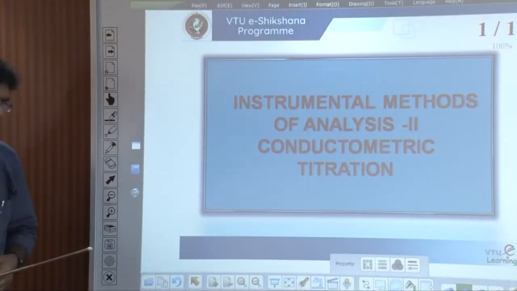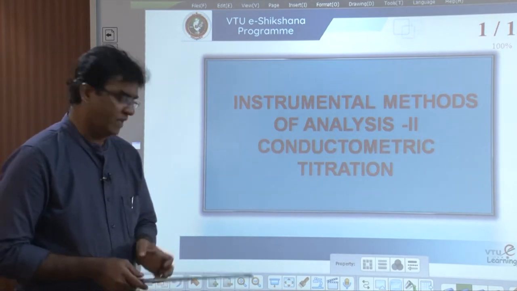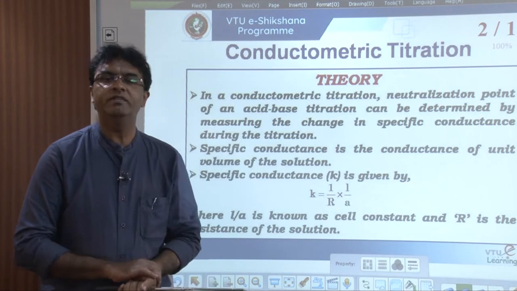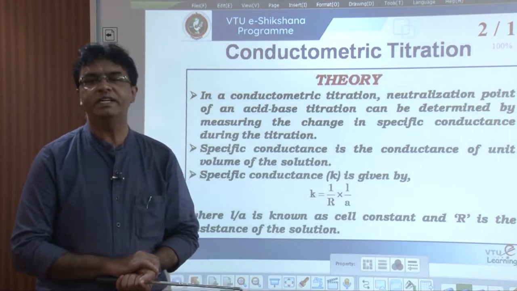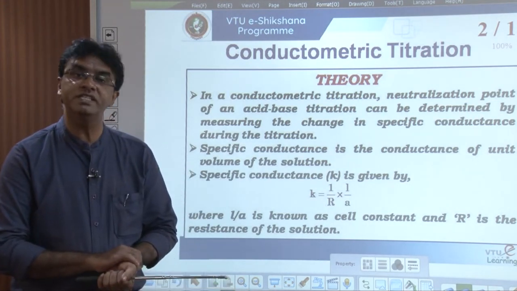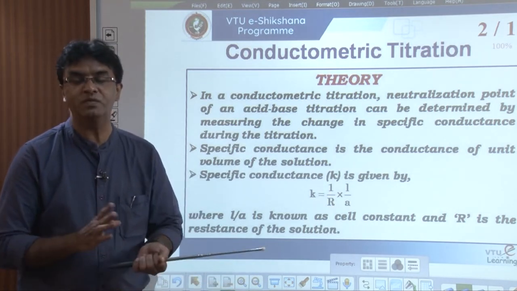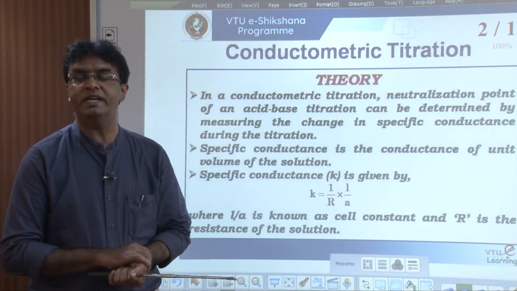What do we mean by conductometric titration? A conductometric titration is the one where we find out the end point of a titration by observing the change in specific conductance during the course of titration. That is what we call conductometric titration.